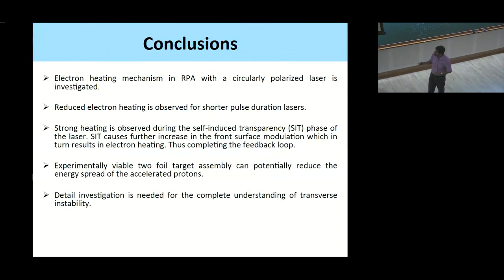So we have investigated the electron heating mechanism in this. Shorter pulses are better, but you may not always get them. So it's better to look for a different target design, so that even if you have to work with longer pulses, you don't hit that self-induced transparency phase. And we want to investigate this transverse instability more.